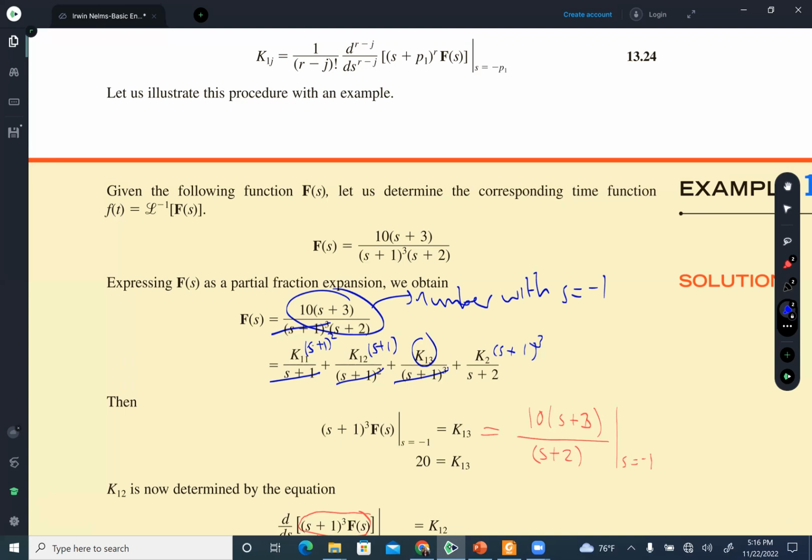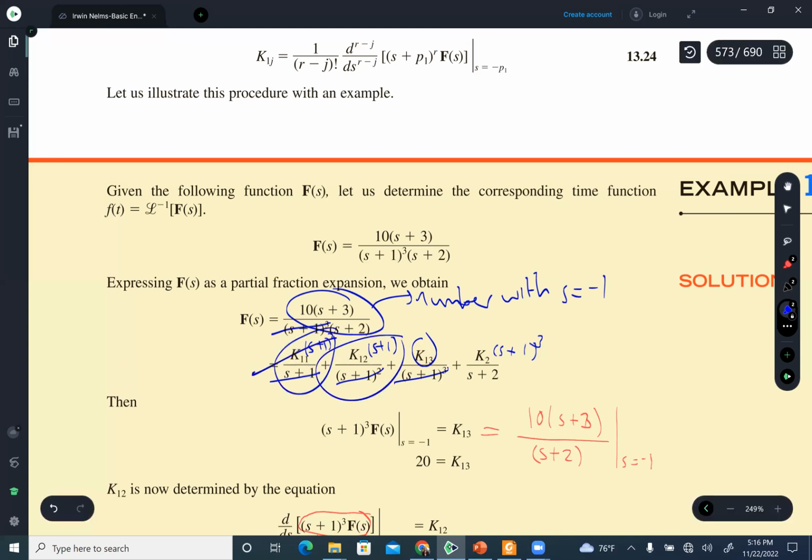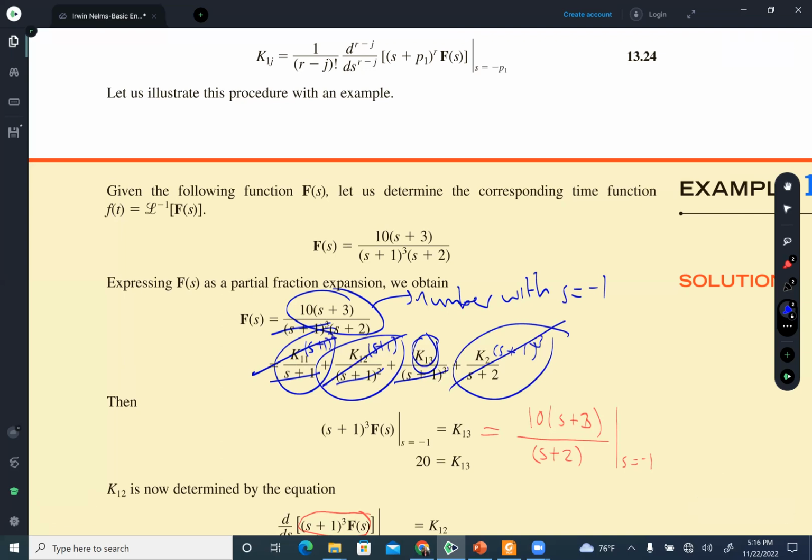And if you plug in s is equal to minus 1, this guy will become 0. This guy will become 0. This guy, nothing will happen to it. That's just a constant. And this guy will become 0. So K13 will be 20, right? So that's easy. That's similar to what we've done, right?